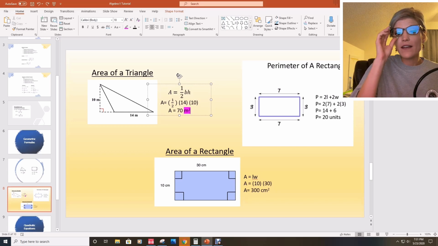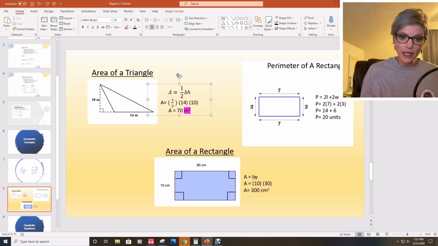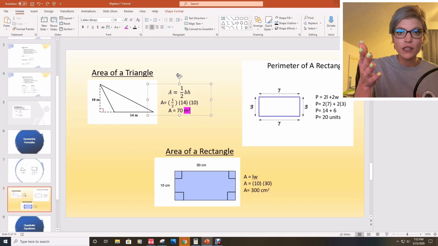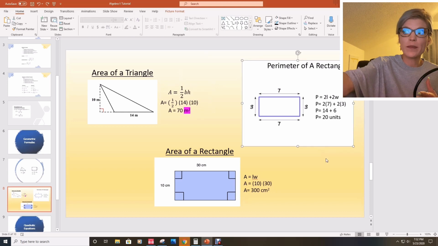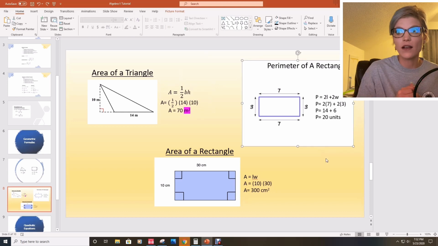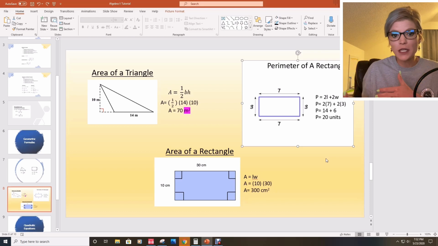Now, if you did have something that didn't have a unit on it, like this one gave us meters, this triangle. Let's talk about this perimeter here on this rectangle. Our perimeter of a rectangle. I mean, there's several ways that you can word this formula. You can say 2 times length plus 2 times width, or you can say length plus width plus length plus width. Whatever's easiest for you, it works.